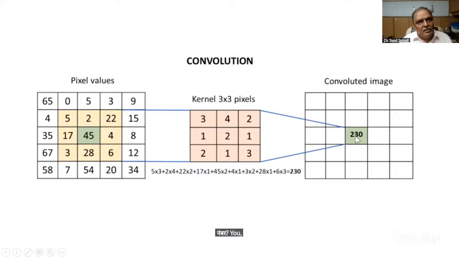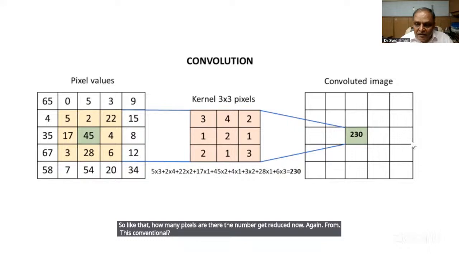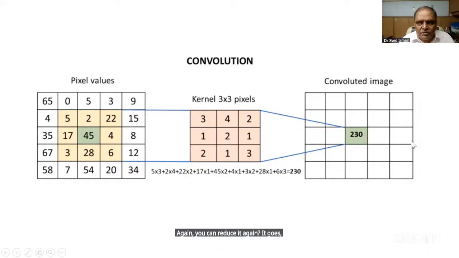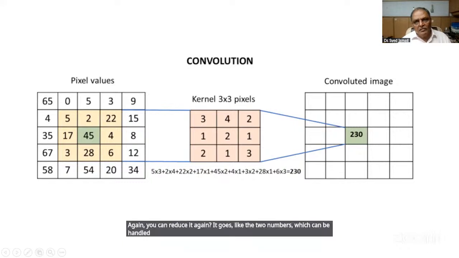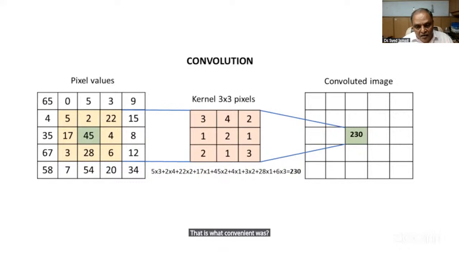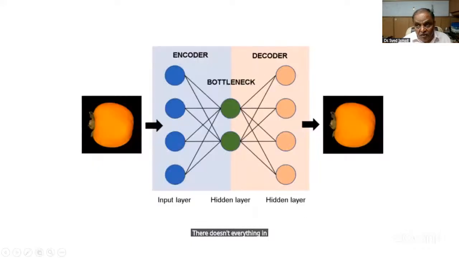You need not worry about this technology, but you'll be happy if you're working on it. If you know the basic simple principle, you'll be happy to explain to others how this works, the convolution in mathematics. So for 9 pixels here, you get one number. Like that, however many pixels there are, the numbers get reduced. Again from this convolution, you can reduce it again. It goes like that to a few numbers which can be handled. Finally, it does the job. That is what a convolutional neural network does. It does everything with mathematical formulas. You need not worry about it.